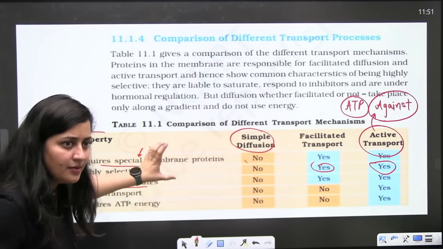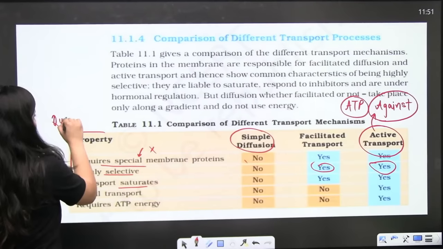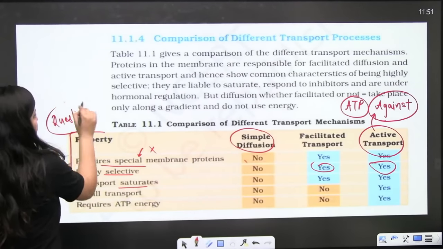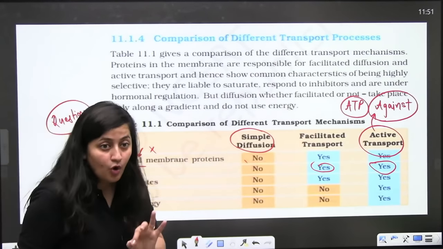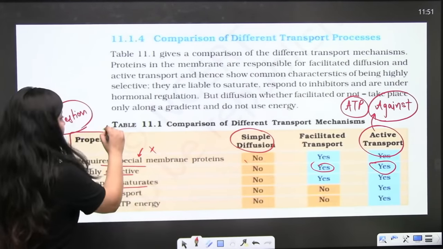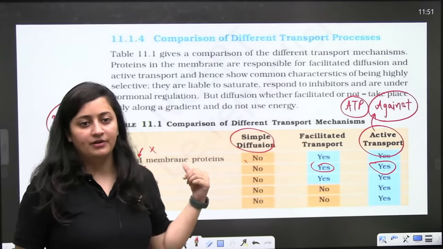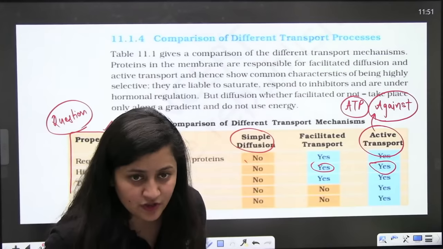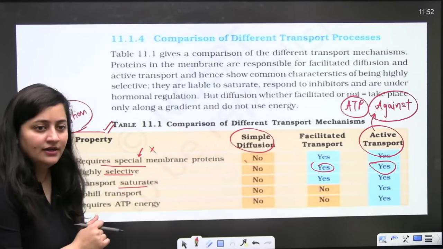So, this table is clear, because questions will come from this particular table. And moreover, bachche, statement-based questions can come from this particular table. Right, bachche? Done, bachche?